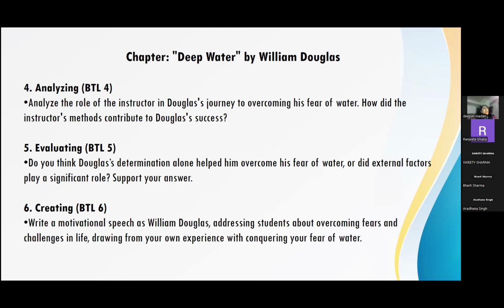Do you think Douglas's determination alone helped him to overcome his fear of water, or did external factors play a significant role? Support your answer. So again, they will be able to write this answer only when they combine all the parts that they have understood and write this answer.